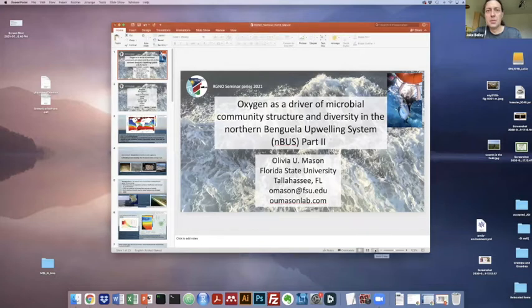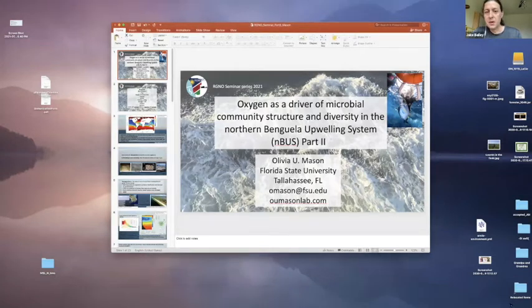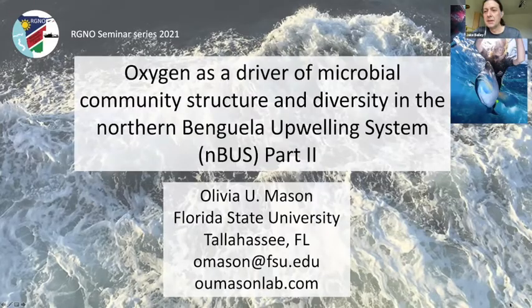Dr. Mason is an associate professor at Florida State University. Olivia got her PhD at Oregon State, and then she went on to do a postdoc at Caltech, which is where we met. We were lab mates in the Orphan lab, and we've been friends and colleagues ever since then. So it's great to have her here today.